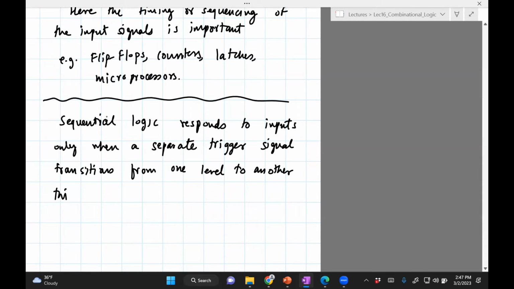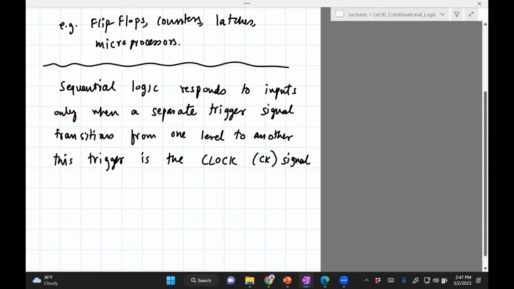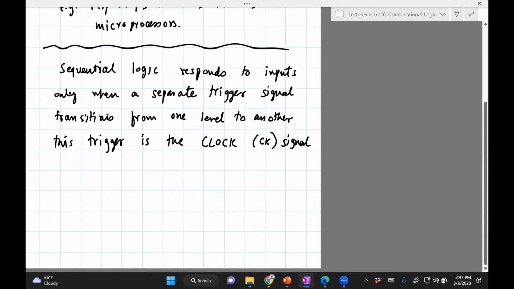So this trigger is called the clock signal. Okay, and I'll come to clocks in a bit, but clock is basically just another input, just like A and B, but that clock determines how these sequential logic circuits will operate. You can't operate them without the clock.